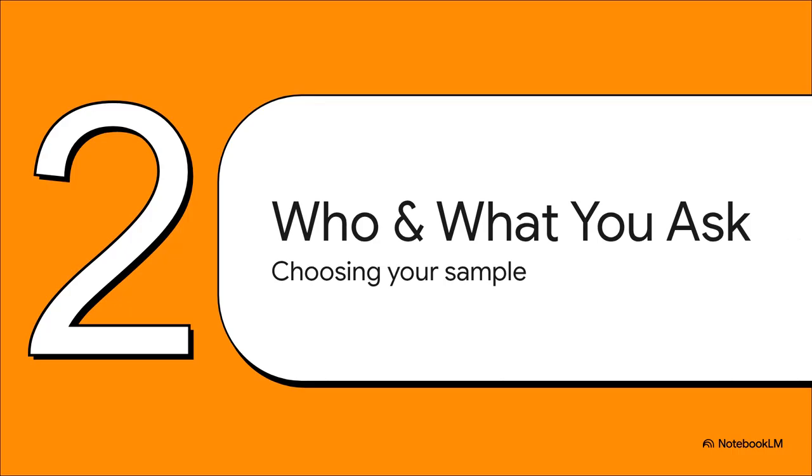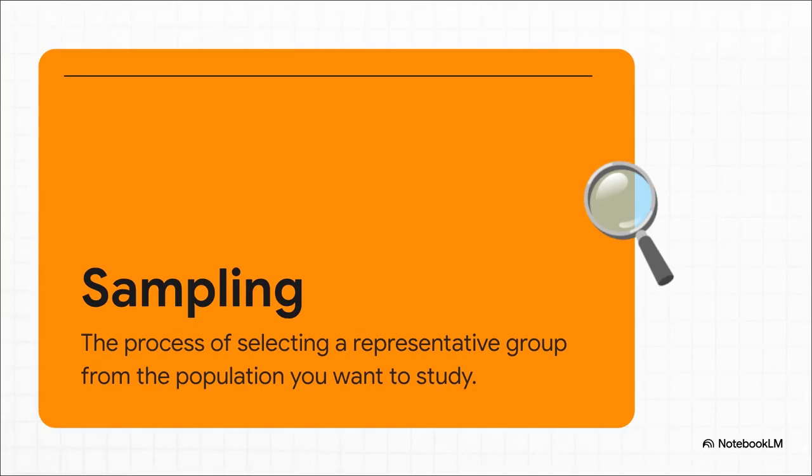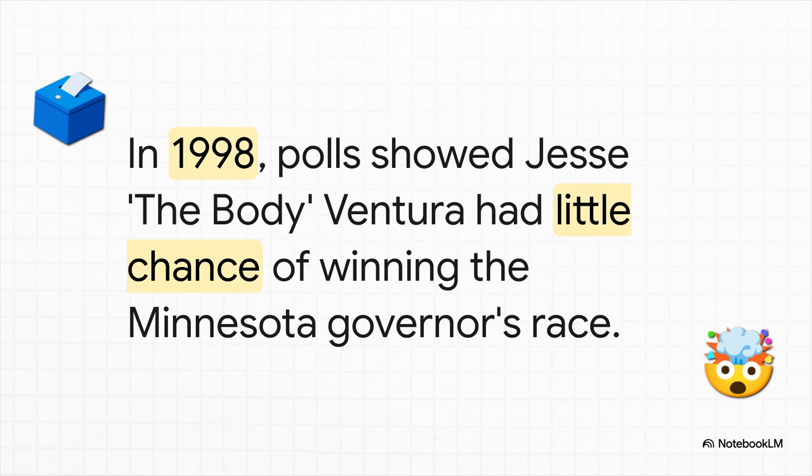All right, so once you've figured out what you're going to measure, the next big question is, who are you going to ask? And let me tell you, this single choice is where so many data stories just go completely off the rails. I mean, you can't survey every single person on the planet, right? Of course not. So you take a sample. It's the process of picking a smaller group that hopefully represents the bigger population you want to understand. But here's the catch. If you pick your characters for the story badly, your entire story is going to be biased from the get-go. Let's look at a wild, real-world example of this.